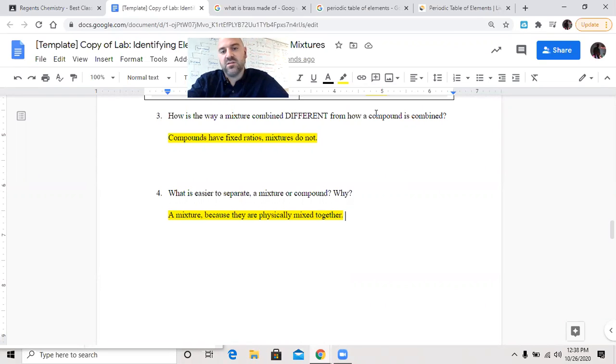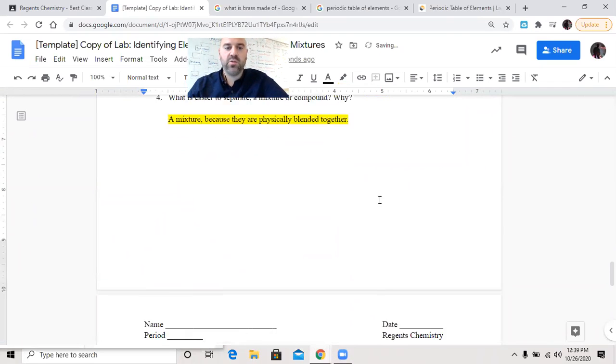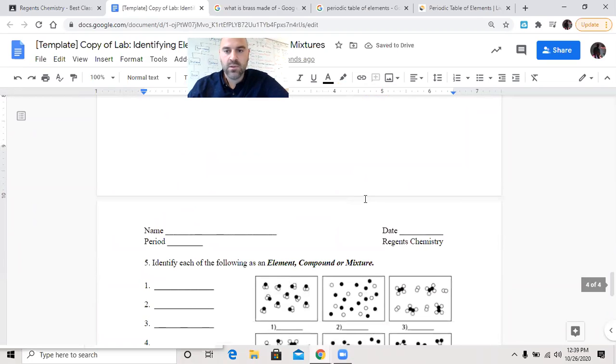A mixture because they're physically mixed together. Blended, I'll say, instead of mixed again. Blended together. So like the oil and water, you could separate the oil and water relatively easy if you just pour out the oil first and then you separate the water. Or you could pipette the oil out and put it into a different chamber. There are several answers that could work out for that one. I'm going with that one specifically.